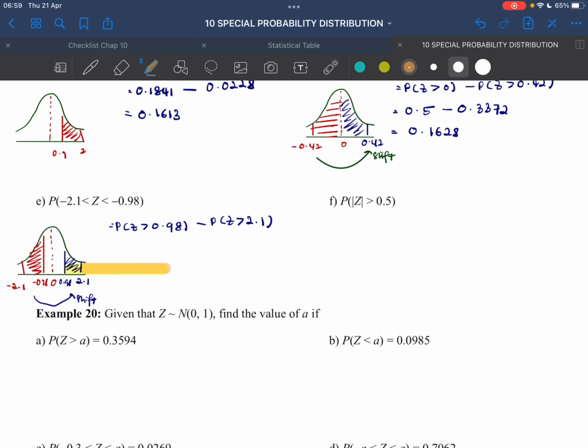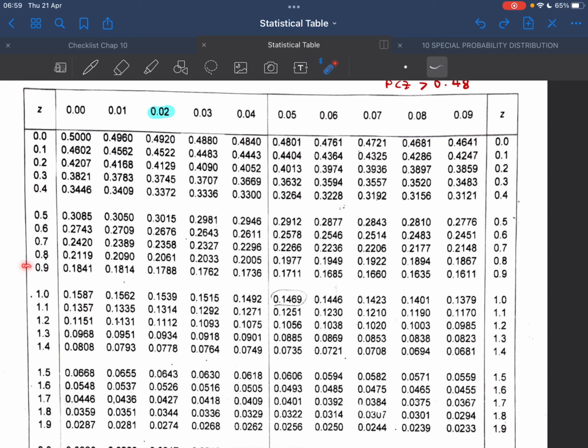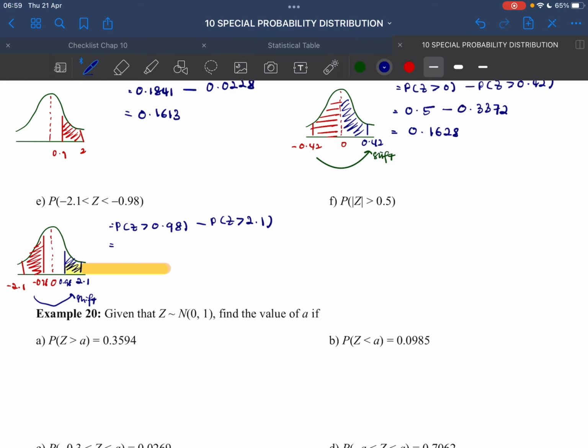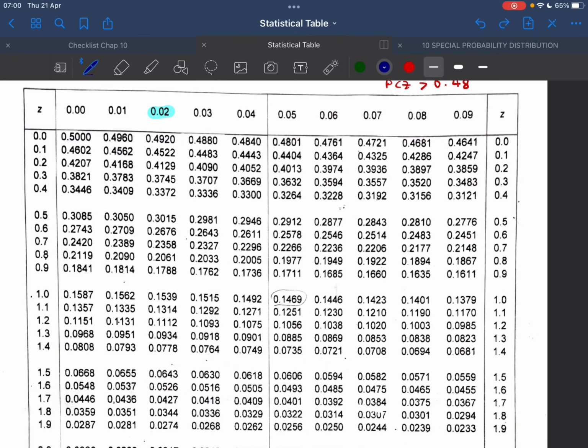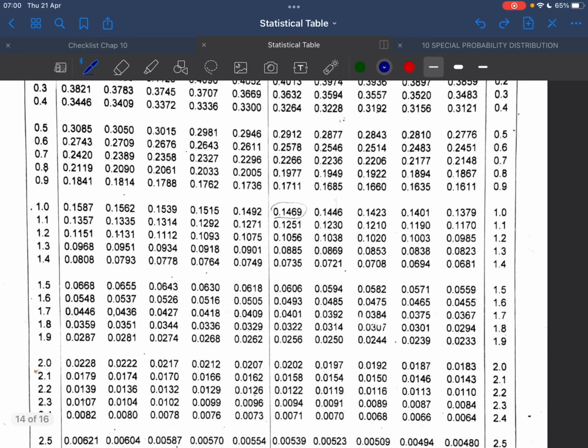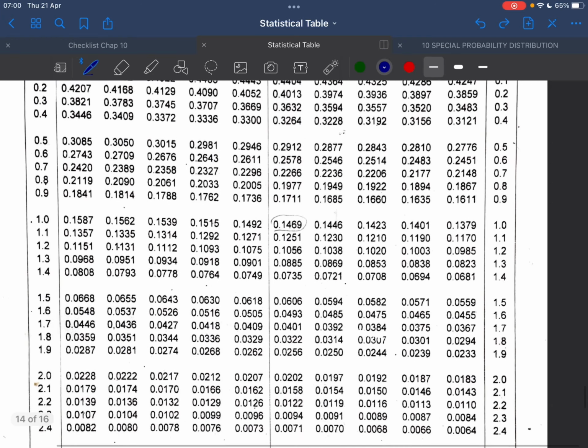Okay, now let's see the table. 0.98, so 0.9, this is 0.9, and 8 is here. So the probability is 0.1635. Equals to 0.1635. And here we have 2.1. So here is 2.1, which means 2.10. So here it's going to be 2.10.